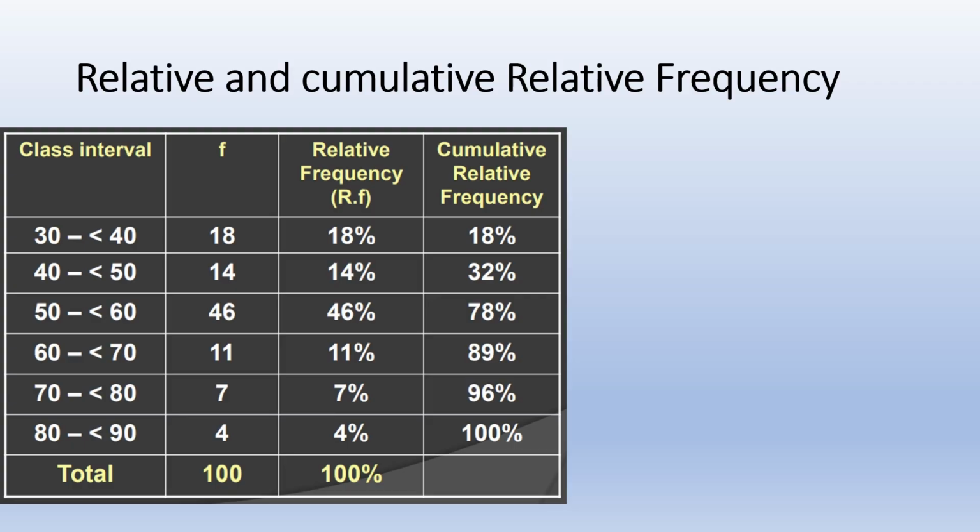Relative and cumulative frequency. When we divide 18 by 100, the relative frequency percentage is 18, and the cumulative is the same percent for the first class interval, and the next is 14% relative frequency, and so on. The last relative frequency is 4%, and the cumulative relative frequency for the second class interval is 32, which is 18 plus 14, and the next one is 78, which is 46 plus 32, and so on. The last cumulative relative frequency percentage is 100.